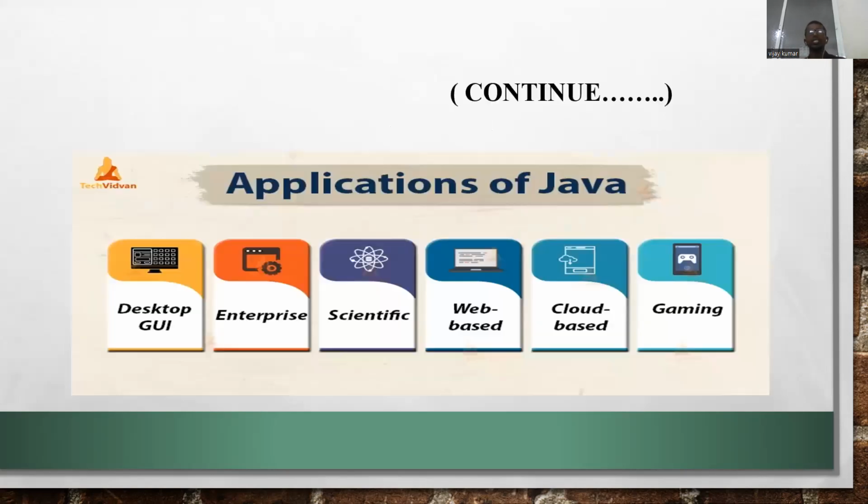Here you can see a small picture of the applications of Java. As we already discussed, Java applications include desktop applications, and enterprise applications also. I have discussed that enterprise means banking applications, and then scientific applications, web-based applications, and cloud-based applications are also developed by using Java, and gaming applications. Mostly for gaming applications, Java is useful, I think.